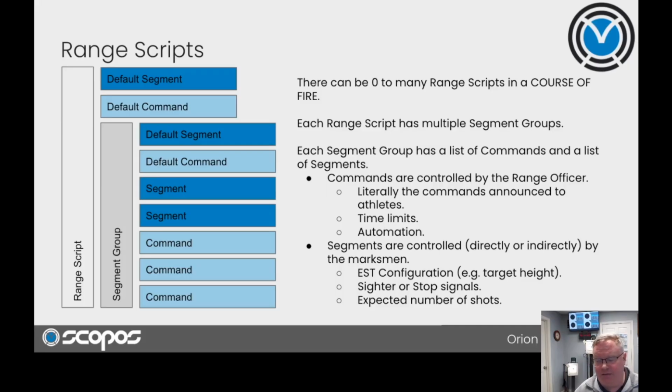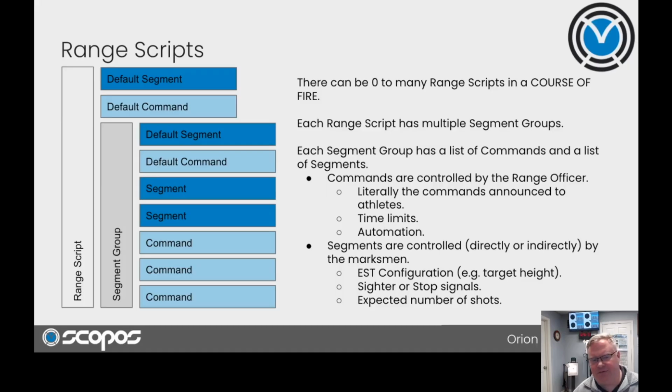A command is something controlled by the range officer. The range officer literally is the one advancing through the commands. And they contain things such as, again, the literal command that the range officer says to the athletes. It says things about the time limits, when to start the clock, when to stop it, and also has some automation built in as well.